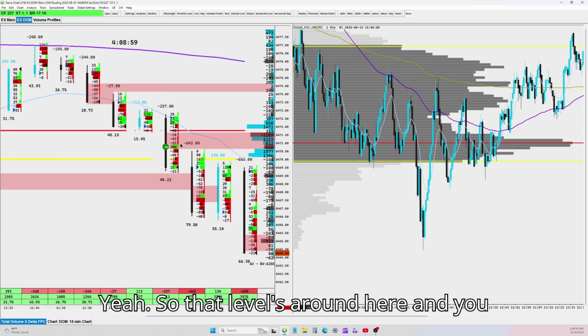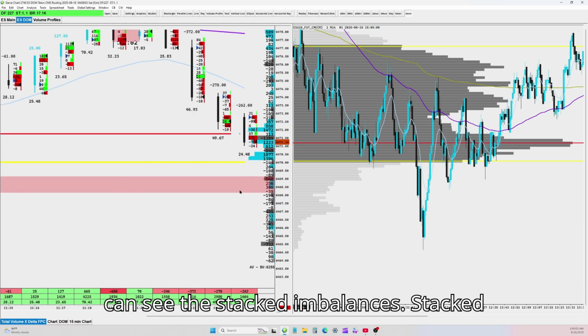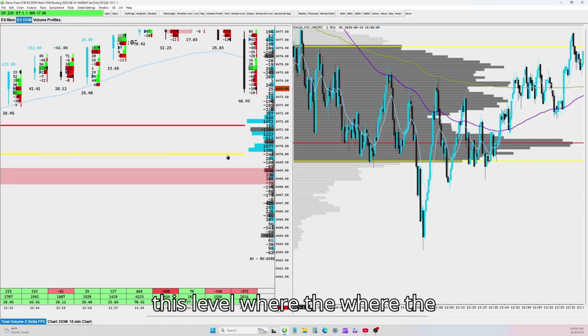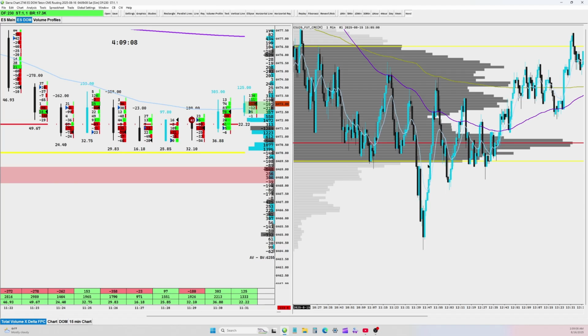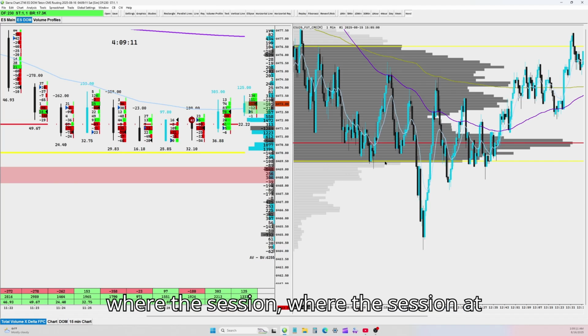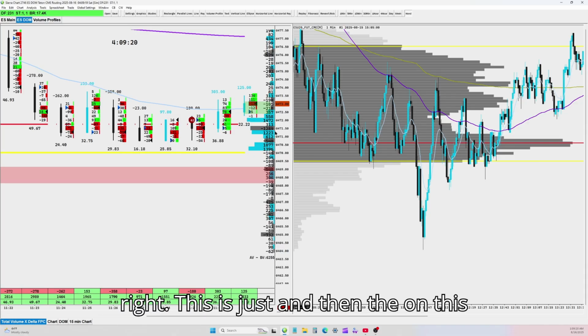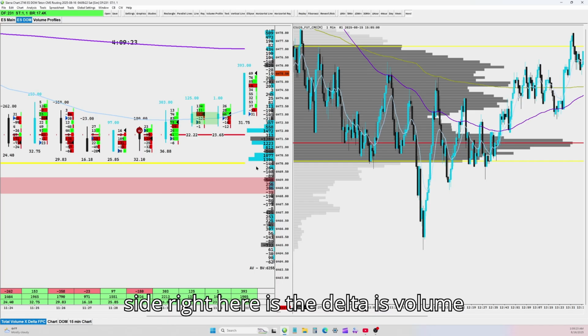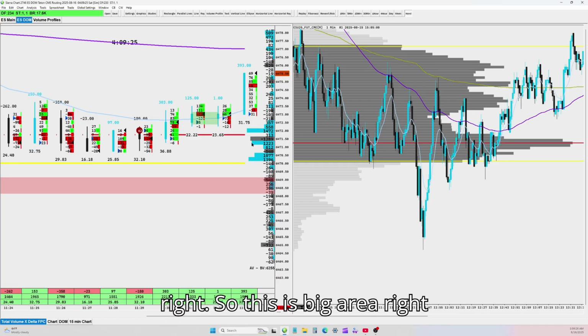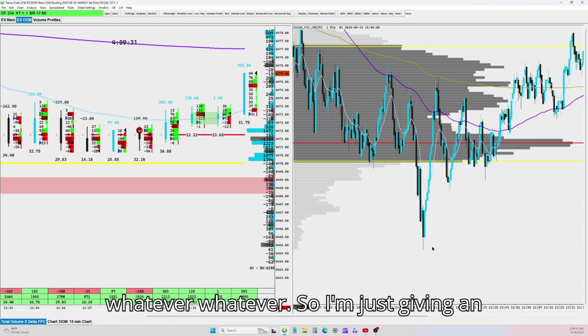Yeah, so that level's around here, and you can see the stacked imbalances, and it's kind of holding this level where the session low, or the value area low, is at. Right. And then on the sides right here is the delta. This is volume, right? So this is a big area, how much volume has been traded here.